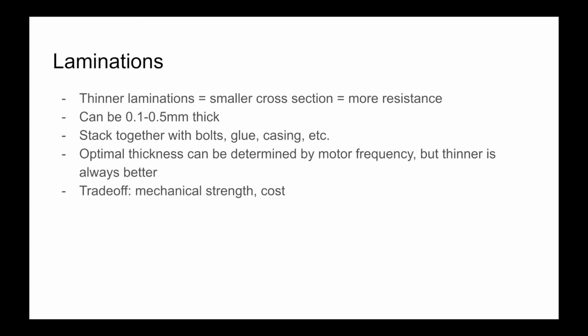The laminations are usually less than 1 millimeter thick and are typically bolted, glued, enclosed, or sometimes even welded together to keep the parts rigid. There is a significant trade-off with mechanical strength and cost. The thin laminations can be very delicate and easily bent or deformed. Additionally, while thinner laminations are always better, the higher piece count increases manufacturing costs. Depending on the application, it may be more valuable to use a slightly thicker lamination to save cost if efficiency is not a top priority.